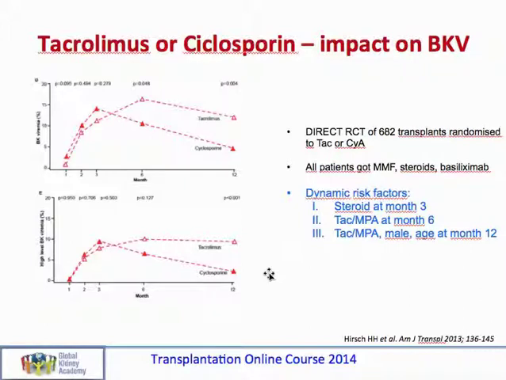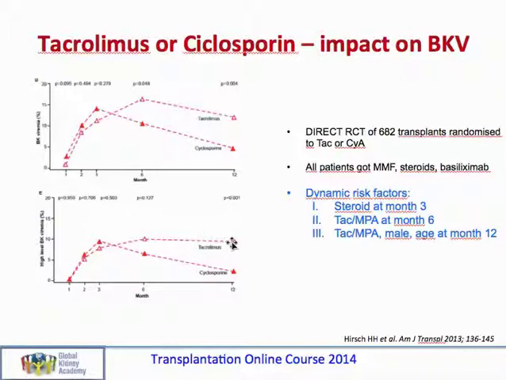So, which of the calcineurin inhibitors is more harmful? Well, it seems that tacrolimus is more harmful, and is more likely to be associated with BK. If you look at this data, this is analysis of the DIRECT study, which compared cyclosporin to tacrolimus in transplant patients who also got MMF, steroids, and basiliximab. BK viremia is much more common amongst patients on tacrolimus, and similarly high-level BK viremia is more common in the tacrolimus group.